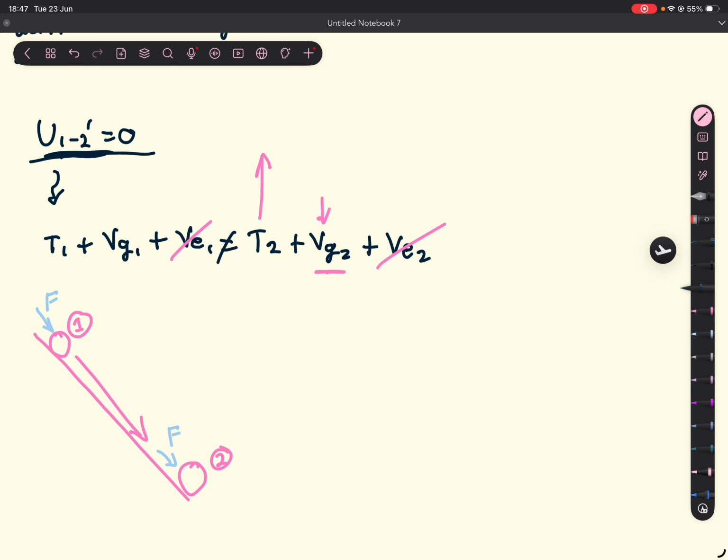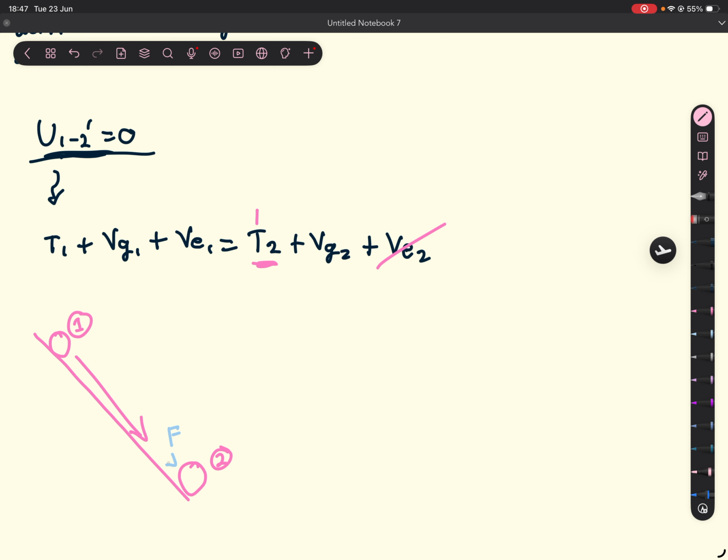So remember, U12 is only work done by external forces. It doesn't account for thermal energy or whatever. Also, if you had friction, for example, then you'd increase your kinetic energy.